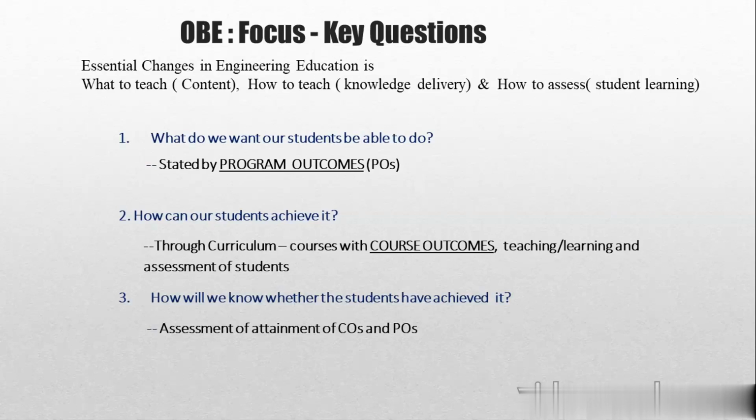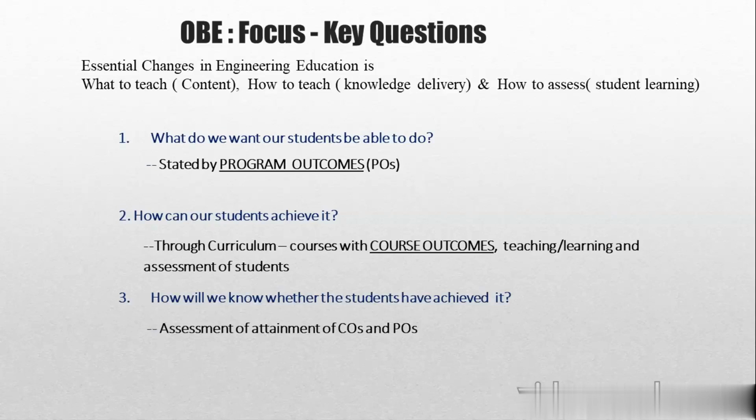So for that, AICTE with its team has devised certain parameters called program outcomes, course outcomes, etc. We will discuss one by one what these program outcomes are, what these course outcomes are, what program specific outcomes are, and what program educational outcomes are. So let us see one by one.